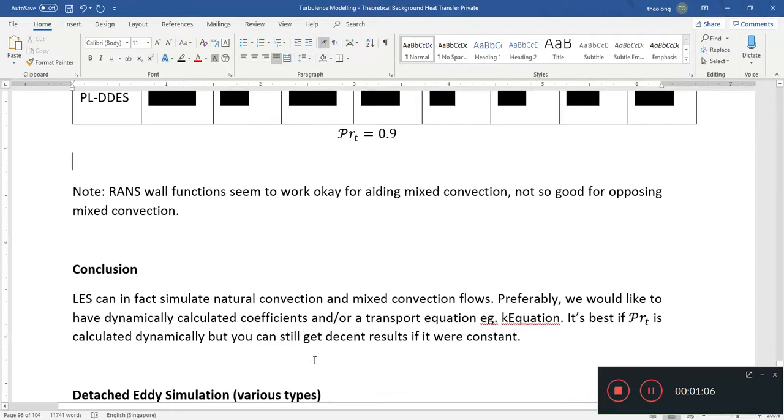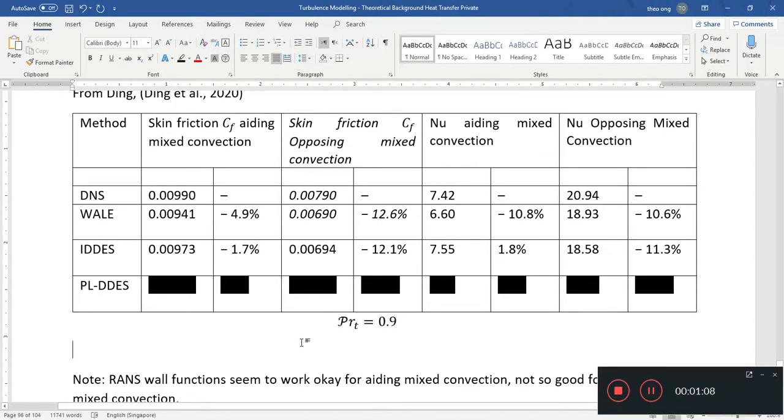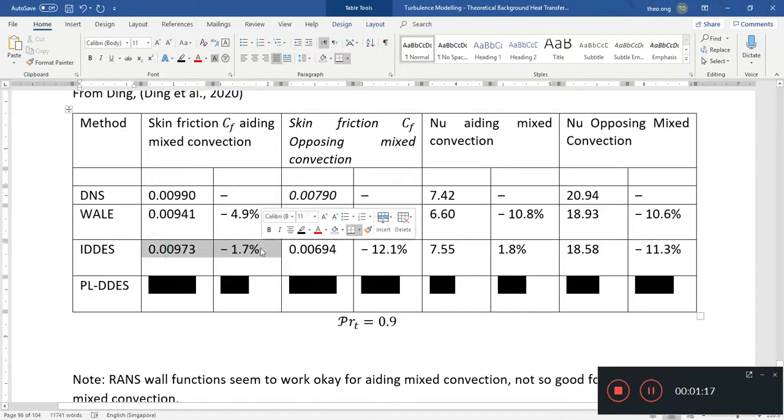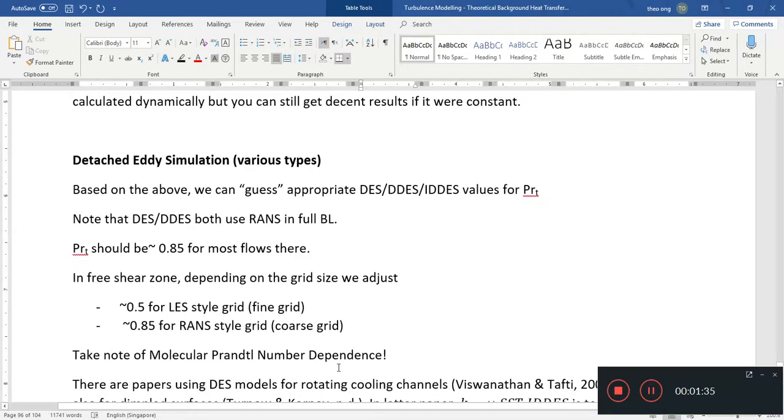And now we want to talk about a little bit more interesting things, such as the hybrid models. One example is the K omega SST IDDES model, which in this case has been shown to predict the aiding mixed convection parts pretty well. It doesn't do the opposing parts as well because, again, the same mesh was used in the aiding mixed convection as in the opposing mixed convection. So let's move on to DES, which is a hybrid of both.